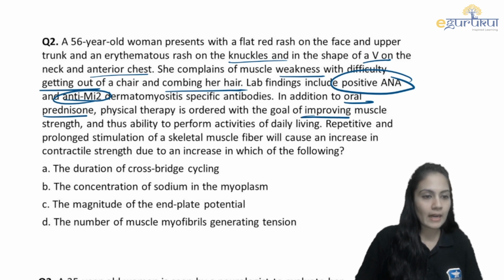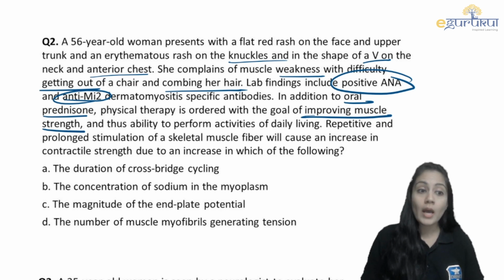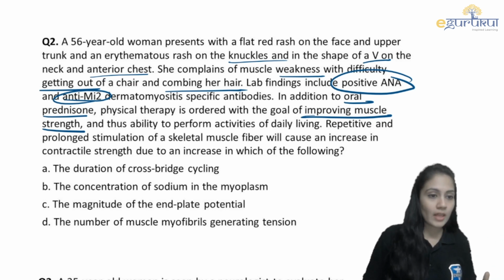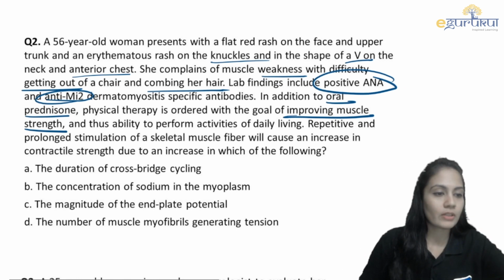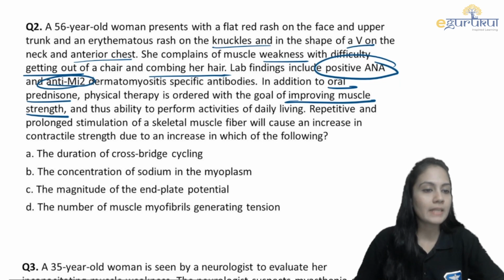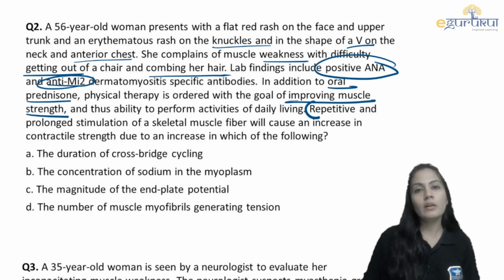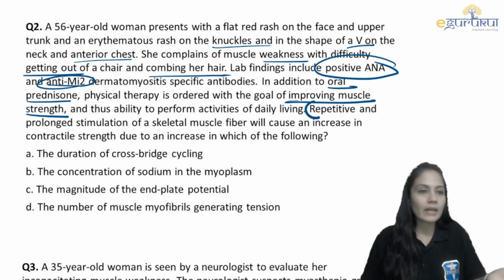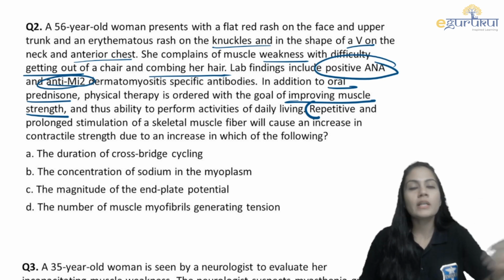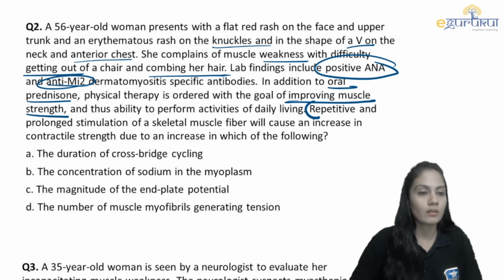Now they are saying that once she started on this, that is the corticosteroid, that is an autoimmune disease that we are dealing with over here. So when she started the physical therapy, she is improving her muscle strength, thus the ability to perform the activities of daily living. The question is hiding in the last line itself. Whenever you are approaching such a long question, first read the last line. You may not know that, and you don't even need to read the story. There is no need of reading those stories.